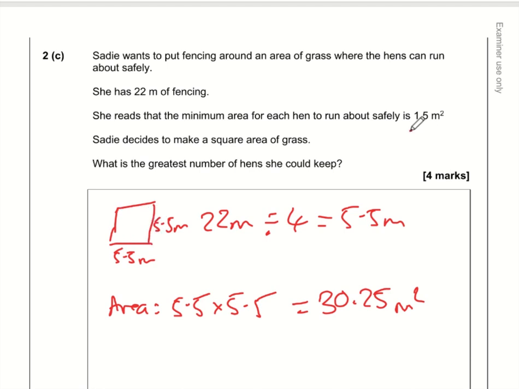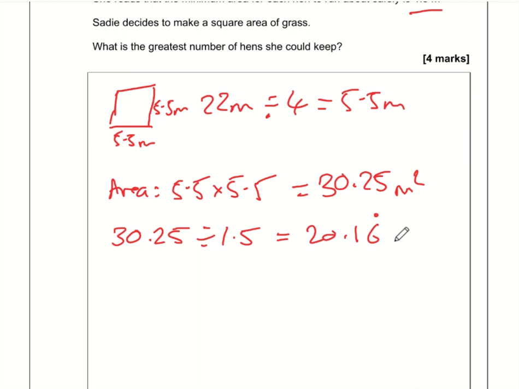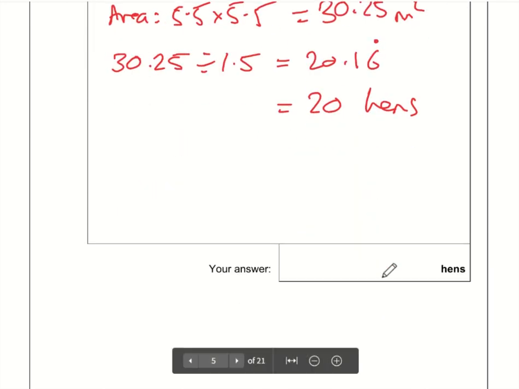So if one hen needs 1.5 square metres, well, how many 1.5s are there in 30.25? In other words, what is 30.25 divided by 1.5? And we'll see that the answer is 20.16 recurring. Now, obviously, we can't have a decimal number of hens, so we're going to have to either round that down or round it up. Well, we can't round it up to 21 because that would be too many hens for the hen run, so it's going to be rounded down. So that will be rounded down to 20 hens as a maximum.